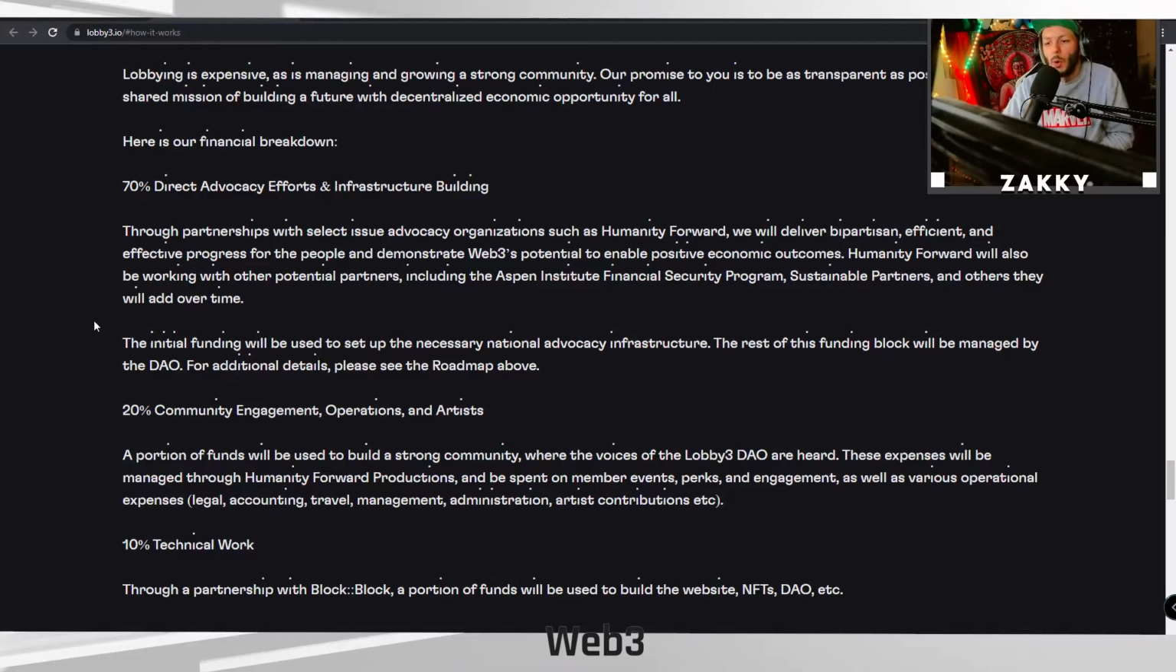Humanity Forward will also be working with other potential partners, including the Aspen Institute Financial Security Program, sustainable partners and others they will add over time. The initial funding will be used to set up the necessary national advocacy structure. The rest of this funding block will be managed by the DAO. For additional details, please see the roadmap above.